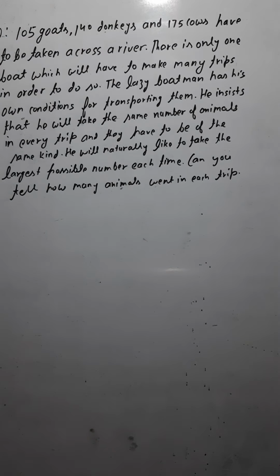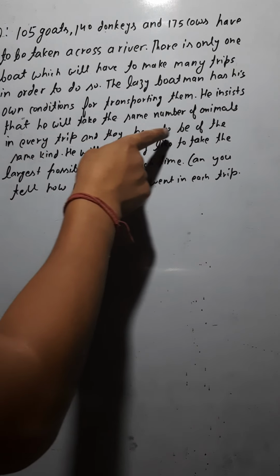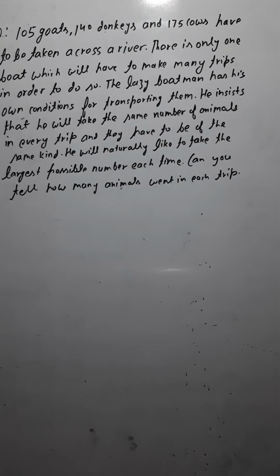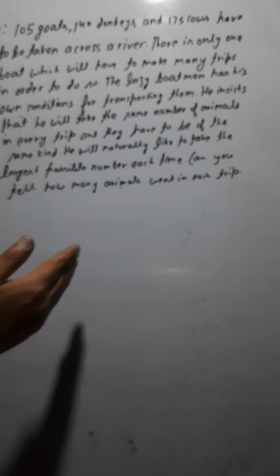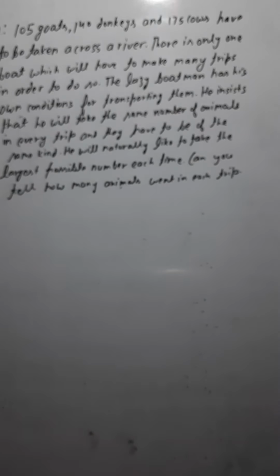Now one more condition is there: they have to be of the same kind. Remember this condition. He insists that he will take the same number of animals in every trip. Let's say right now he is carrying 50 animals, so in the next trip also he wants to carry 50 animals, and then again in the next trip 50 more animals.